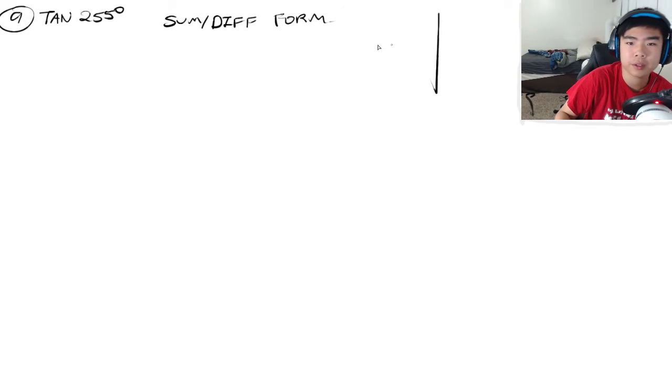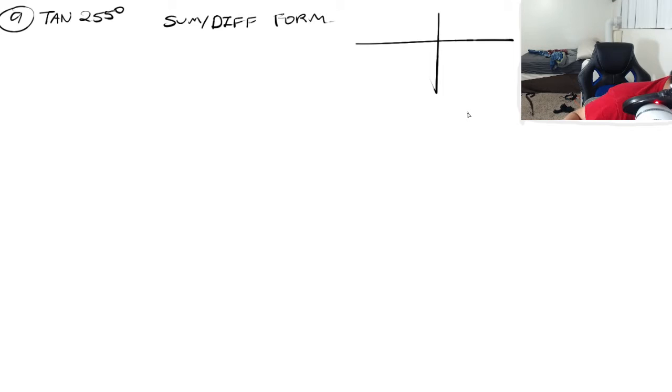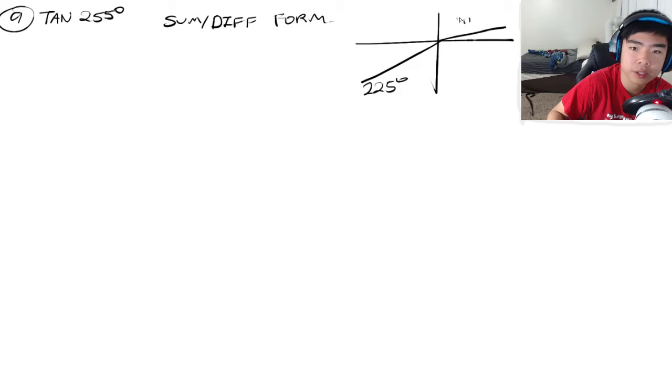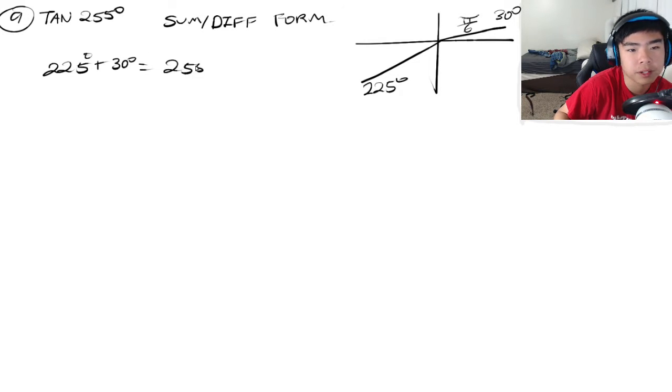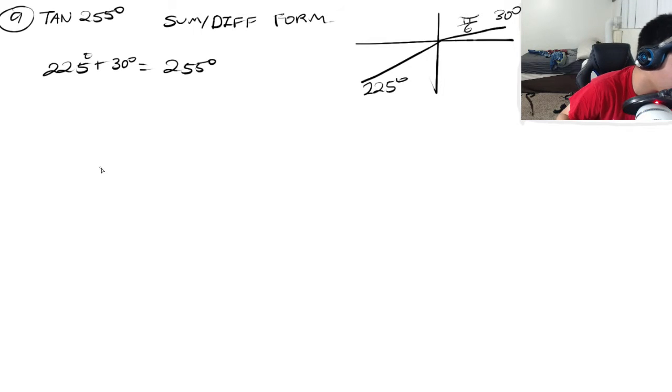So tan 255, right? Let's say I have a unit circle. I don't want it to be on one of these lines, right? So for 255, I could use this angle right here, which is 225 degrees, and this angle over here, which is pi over 6, so the number would be 30. So 225 plus 30 equals 255, right? So now that we have this problem, we can do the tangent sum or difference formula.